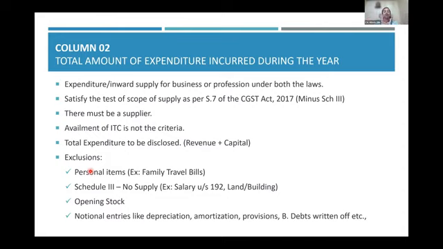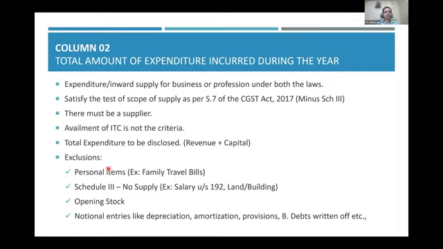Then what is expenditure? We were discussing business expenditure, non-business expenditure, revenue and capital expenditure. Now revenue and capital both has to be considered in this table. It is not only the debit side of profit and loss account. It is addition to the fixed assets also that has to be considered here. Revenue as well as capital expenditure both together will go in the clause 44 reporting.